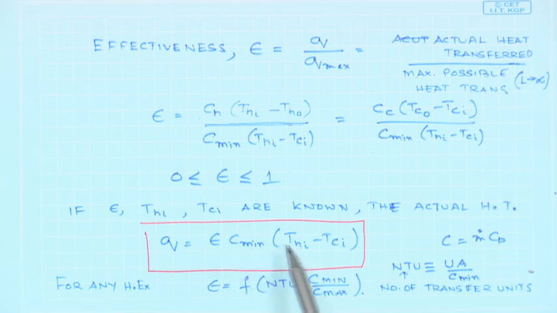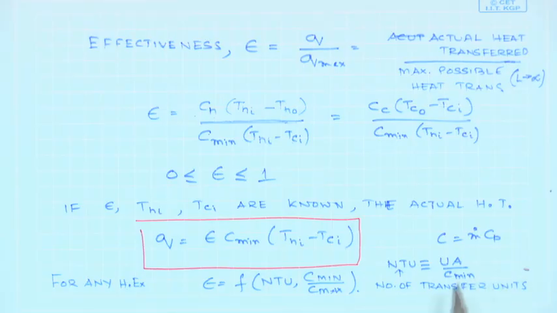We understand that if I know epsilon, I do not need to know the outlet temperature. Only a knowledge of the inlet temperature would be sufficient to find the value of Q, provided I know epsilon. So, our effort from now on would be to find out how one can obtain the value of epsilon, be it analytically or through a series of graphs, which are nothing but a representation of the analytical solutions which are available.